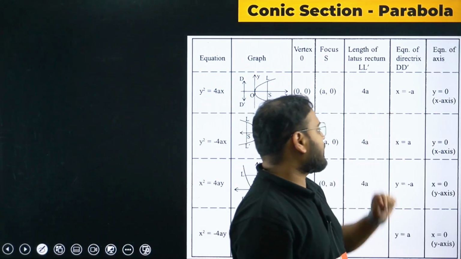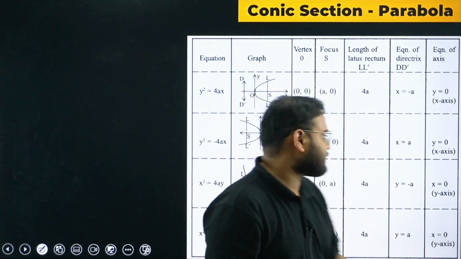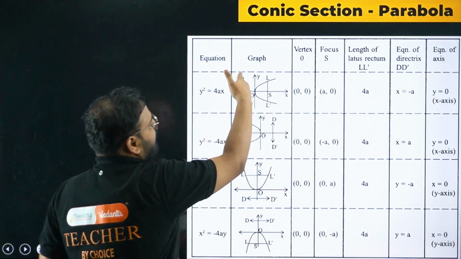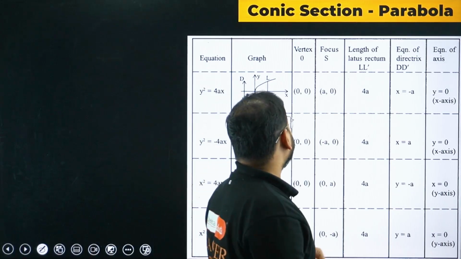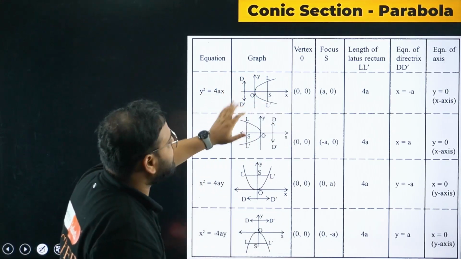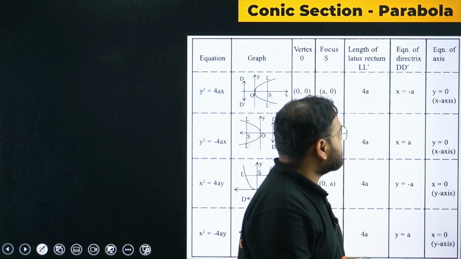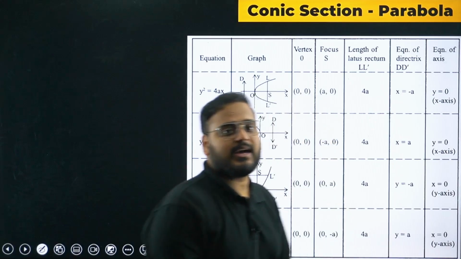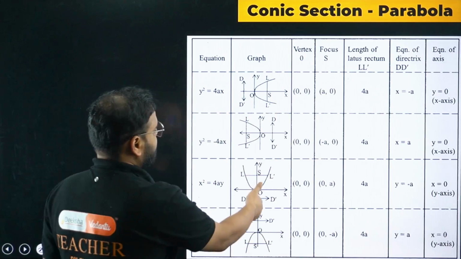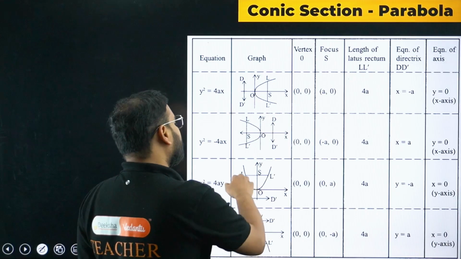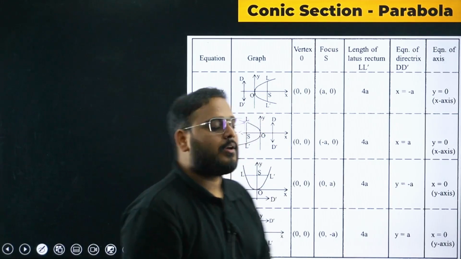Then there is the equation of directrix. Please check: minus a, plus a, minus a, plus a. This equation, y equals minus a, is the equation for the directrix. This one is x equals minus a. Over here, if you take the upward parabola, it will become y equals minus a and plus a. This is clear. Equation of the axis, x-axis, y-axis, is given. Over here x-axis, here y-axis. Please check where the latus rectum is meeting the focus. Please check the intersection. That's your axis, right? All right, so this is the parabola.